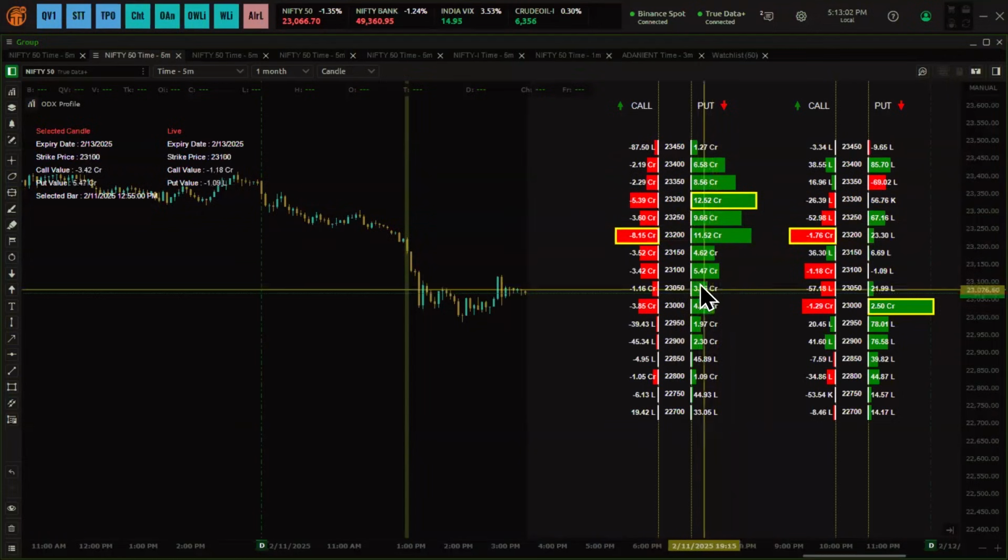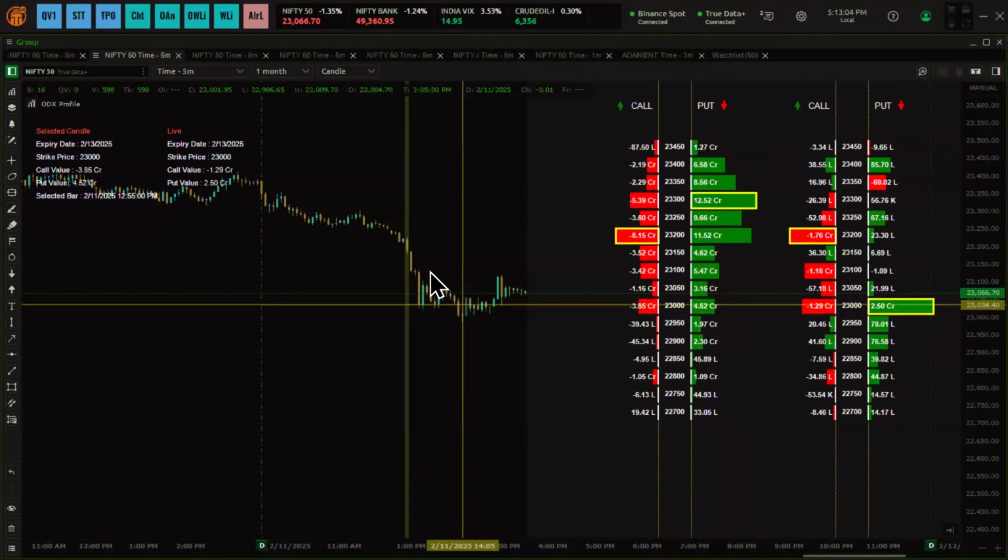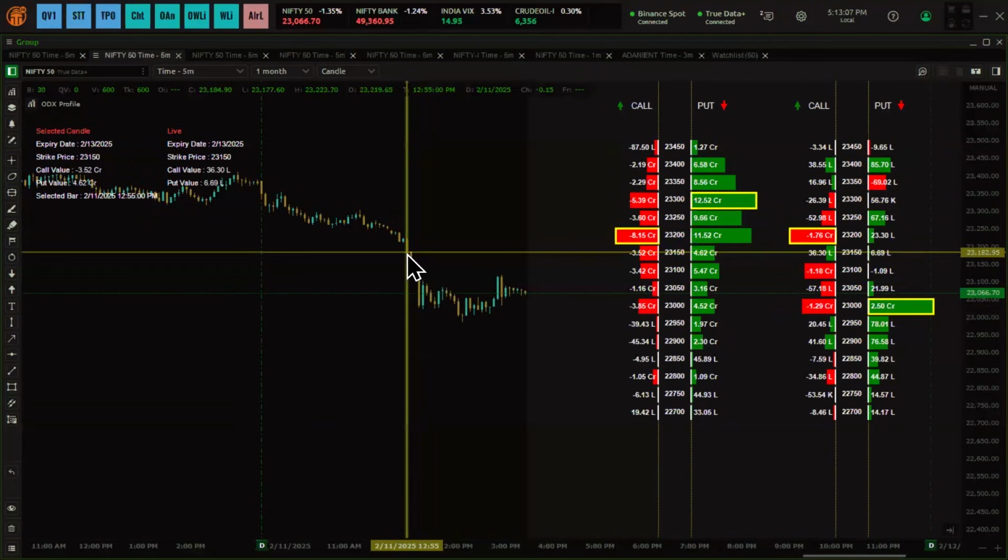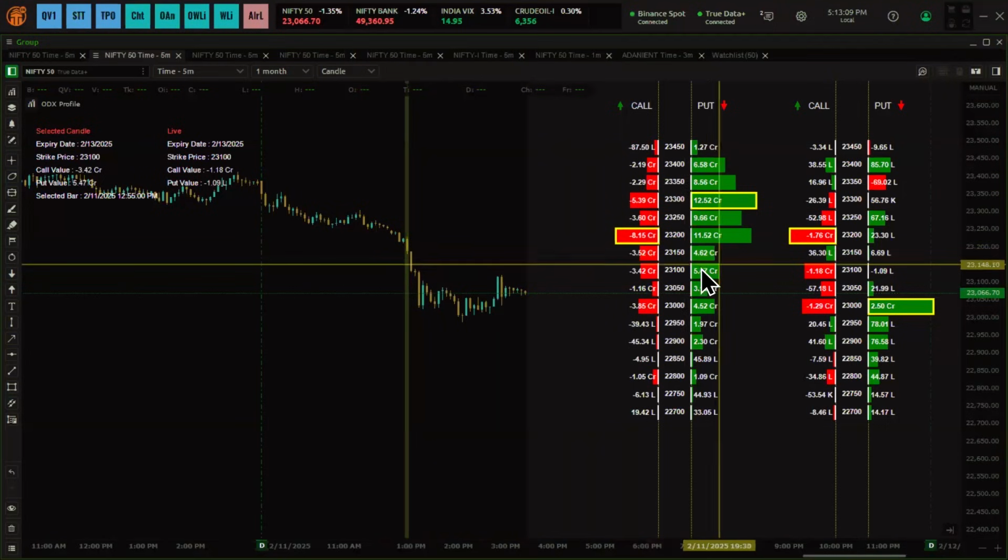Obviously, there is fresh buying also happening. You can see a lot of buying happening on this particular candle where the market was around this area, 23,182. A lot of buying was happening.